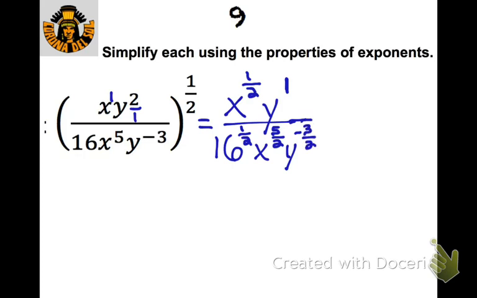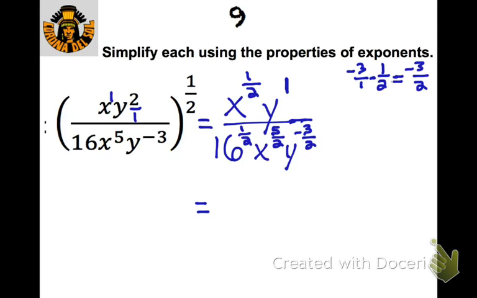And again, if you need to do that one off to the side, you can do negative 3 over 1 times 1 over 2, and you can see that that would be negative 3 over 2. So you can do that for each of those. Okay, so now we're going to do a little more simplifying. So anything that's a positive exponent, we're going to leave where it is, and anything that's a negative exponent, we're going to switch it.